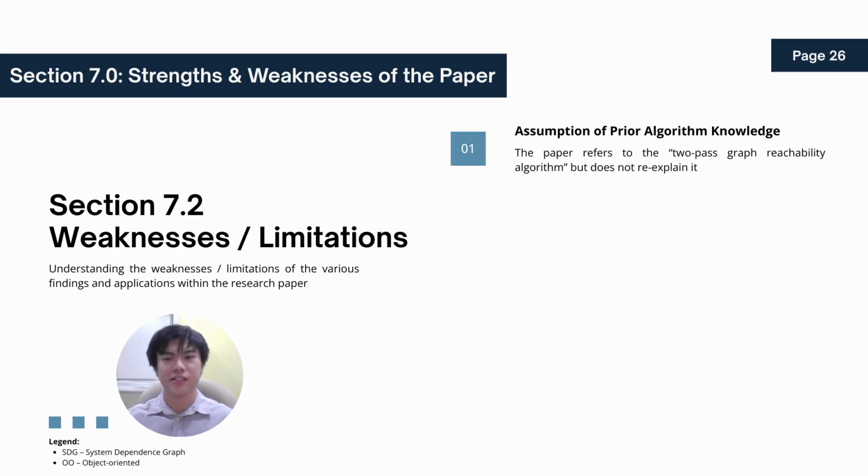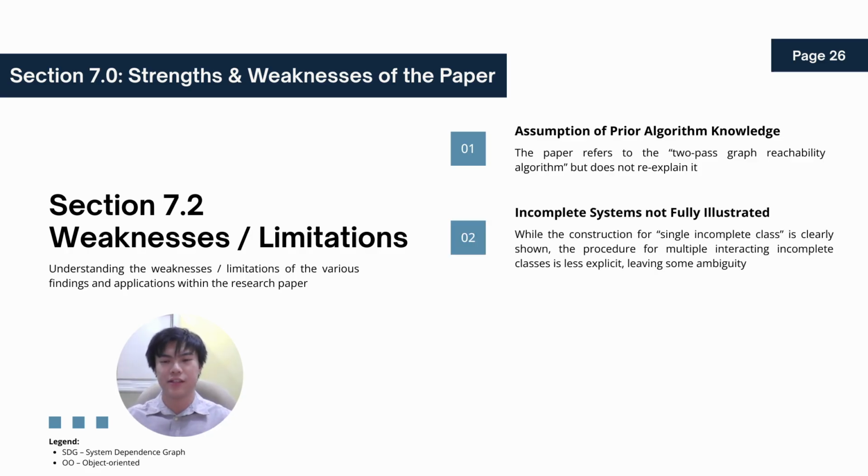The first of these weaknesses is the assumption of prior algorithm knowledge. Within the paper, they make reference to an algorithm called the two-pass graph reachability algorithm that helps to calculate the slicing of a program. However, although they mention it, they never explain what this algorithm is, nor do they explain the workings behind it or the formula of the algorithm. So it assumes that we already know what this algorithm is, but for readers who don't, it may lead to confusion.